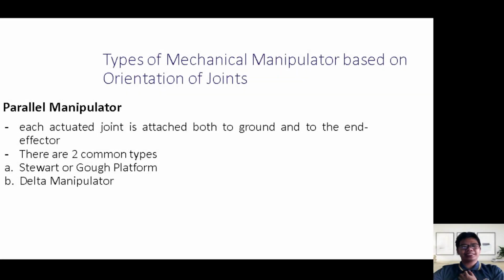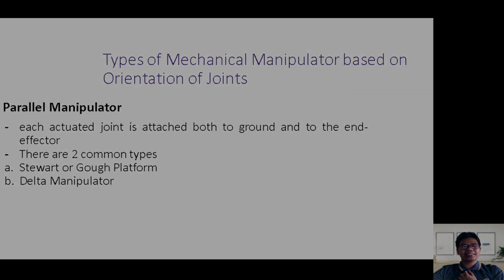Let's now delve into the realm of parallel manipulators. Within this category, each actuated joint is attached both to the ground and the end effector, creating a distinct mechanical configuration. We encounter two common types of parallel manipulators, the Stewart or Gough platform and the Delta manipulator. These manipulators embody unique designs that offer specialized advantages in various applications.